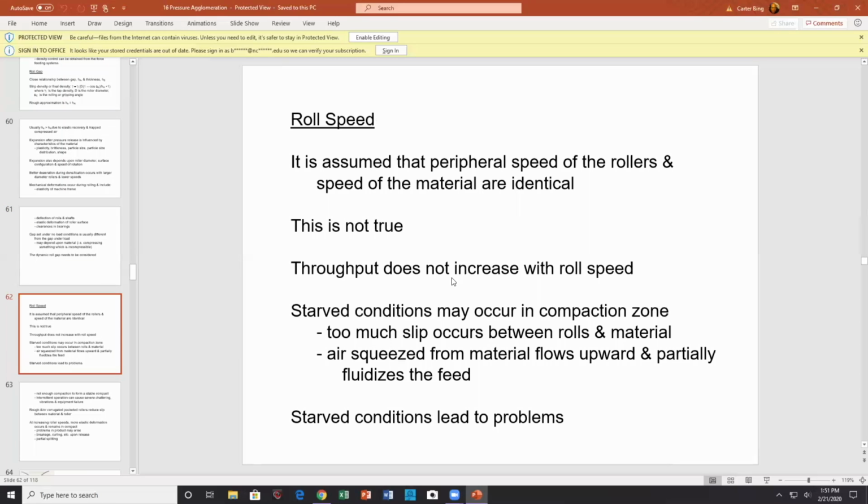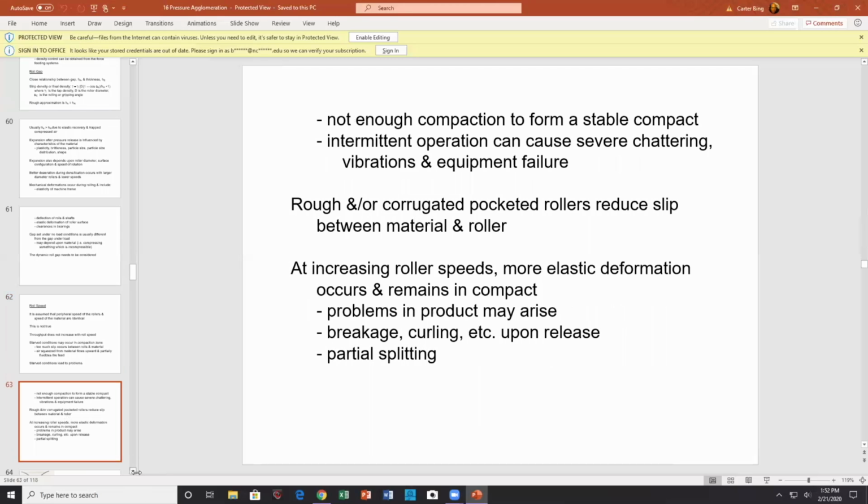Okay, roll speed. Well, it's assumed the peripheral speed of the rollers and the speed of the material are identical. That's not true. Throughput does not increase with roller speed, so starved conditions may occur in the impaction zone. Too much slip occurs between roller and material. Air squeezes from the material upward and partially fluidizes the feed. Starved conditions lead to problems. That's what I was talking about earlier.